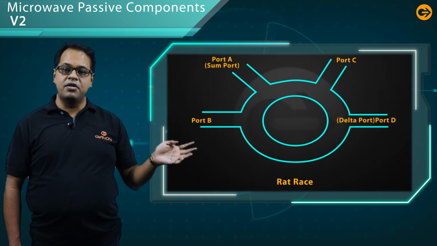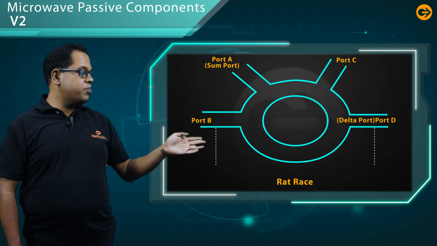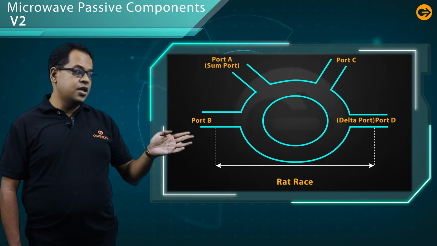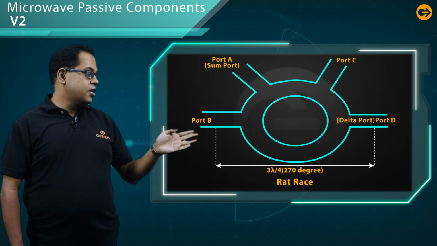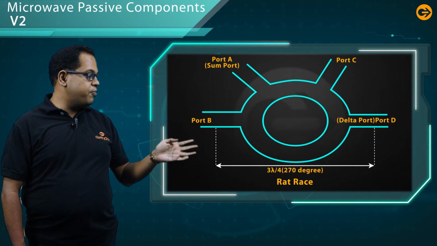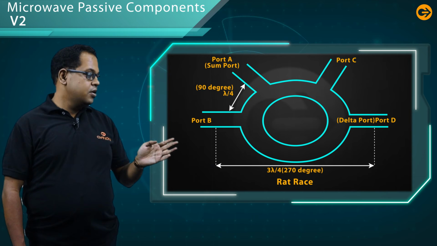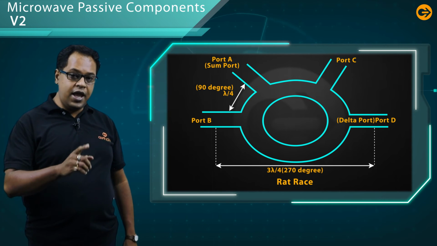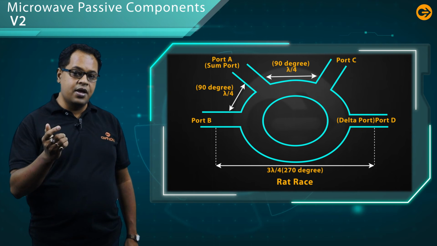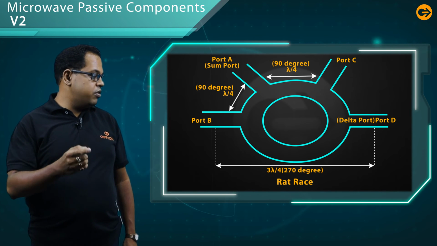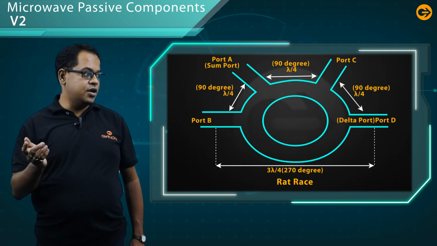Now let us discuss the distance between the ports one by one. The distance between the port B and the port D is 3 lambda by 4 or 270 degree. The distance between the port B and the port A is lambda by 4 or 90 degree. The distance between the port A and the port C is lambda by 4 or 90 degree. And the distance between the port C and the port D is also lambda by 4 or 90 degree.